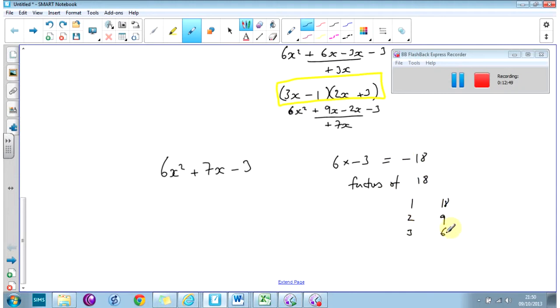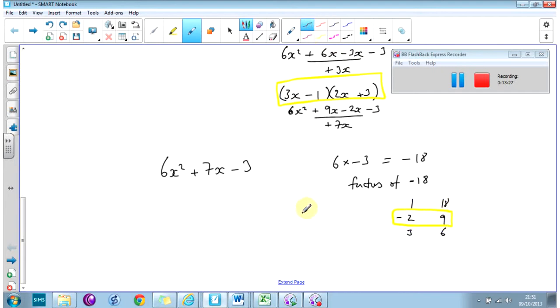Now, I'm going to look through these factors for a pair that can make 7. Now, at first glance, it doesn't look like I've got a lot of luck there, because I've got 1 and 18, that makes 19, 2 and 9 makes 11, 3 and 6 makes 9. But remember, actually, it's minus 18 I'm trying to make. So basically one of the numbers in the pair has to be negative. So I can't make 7 using 1 and 18, whatever I do to them, but I can with 2 and 9. And to get positive 7, I need a positive 9 and a negative 2. So that is my magic pair.